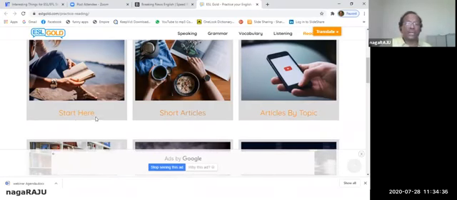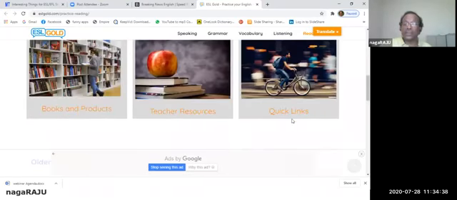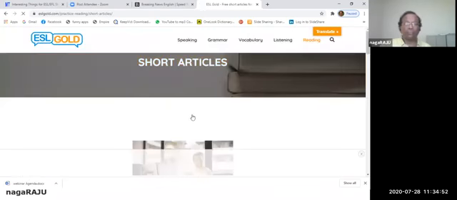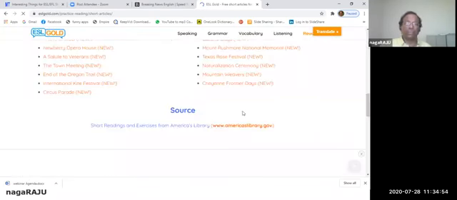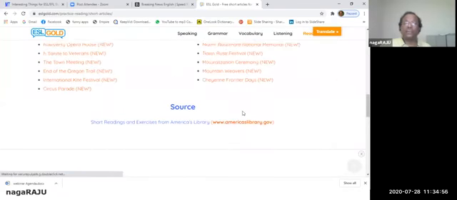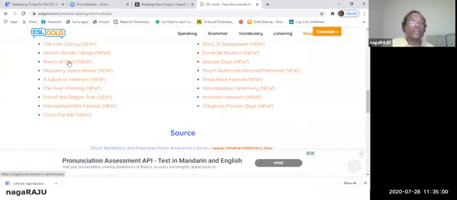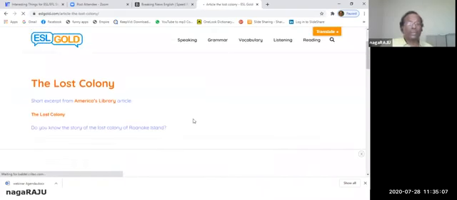So there are some short articles. There are some articles by topic. There are some teacher resources here, books and products. Let me just choose a short article. Let me see what we can do with that. Okay, these are all articles here. I'll just choose any one of them. Rivers of Steel, historic. So the Lost Colony, let's try this. The Lost Colony.